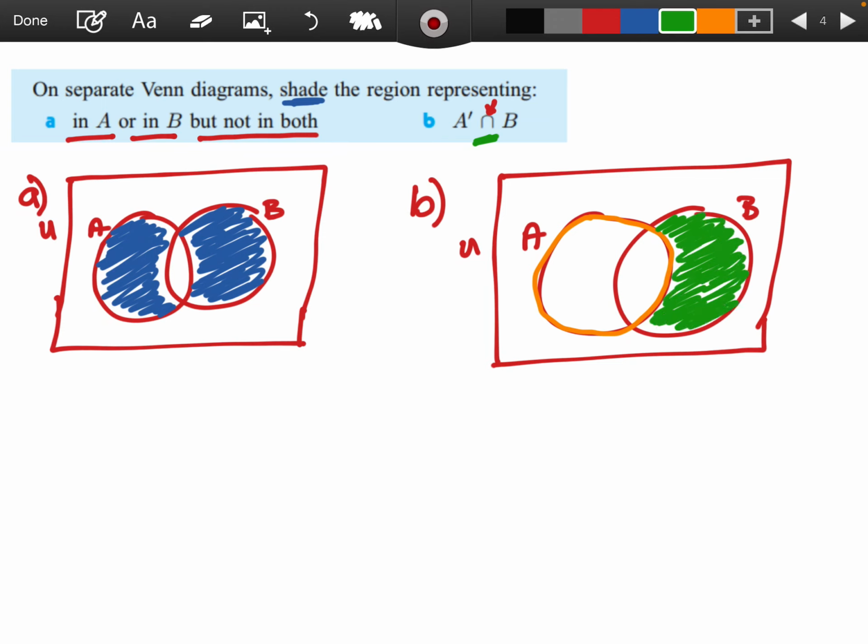The outside is not part of B. So if it's the intersection of both of those things and the outside doesn't fit one of them, then we don't color that in. So we are left with only sort of the other part of the B circle. Okay, and that covers union and intersection.